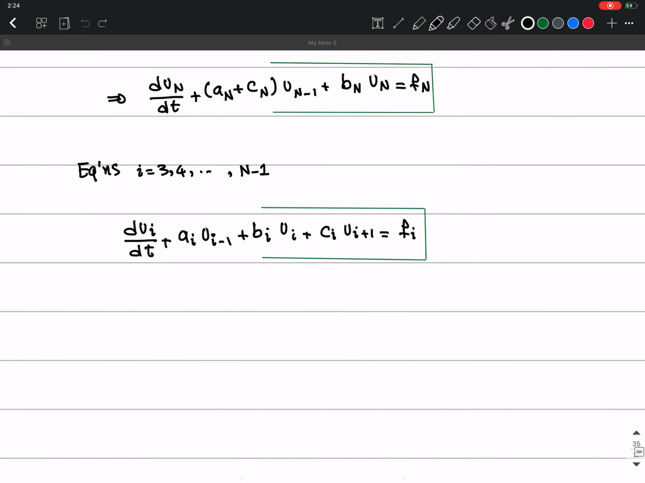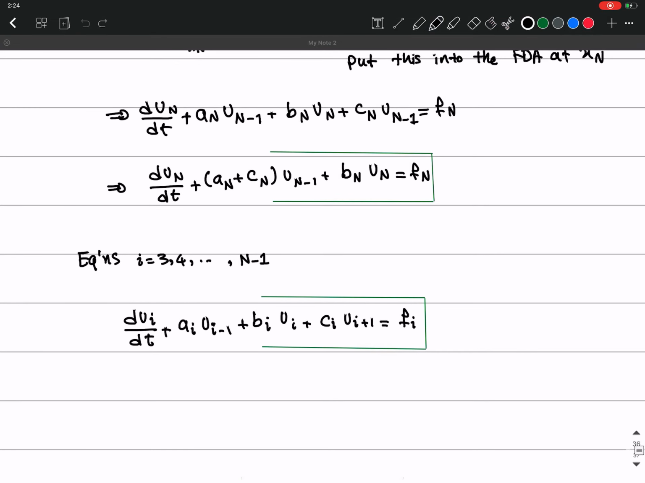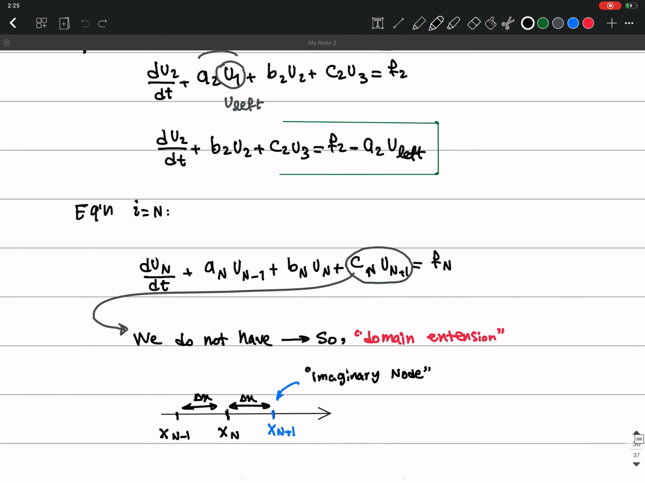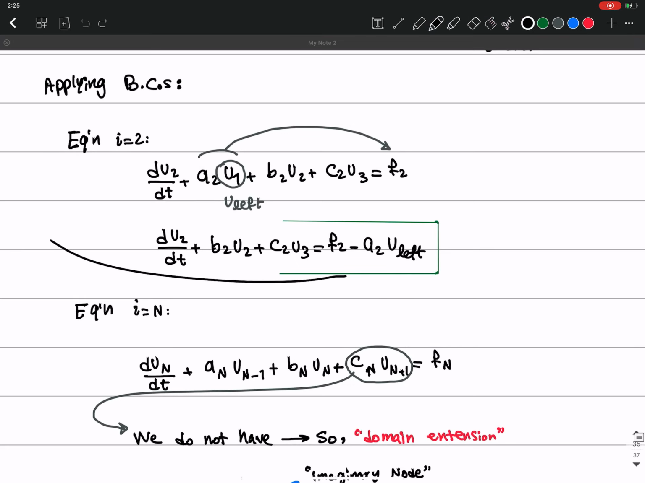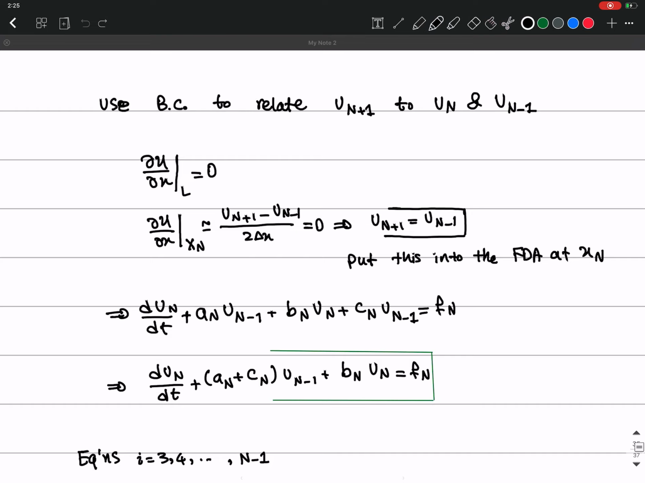So we have three equations. This is for i equals 3 to n minus 1. And this is the equation for i equals 2, and this is the equation for i equals n.